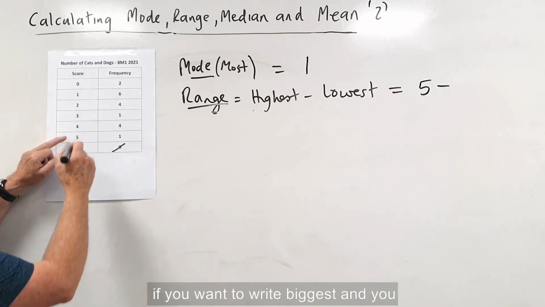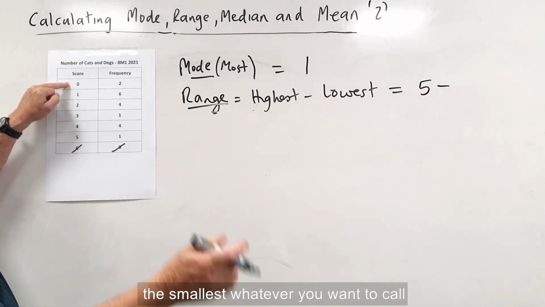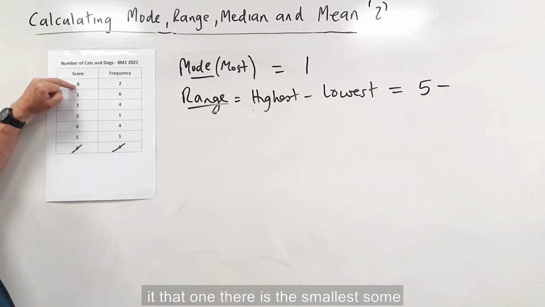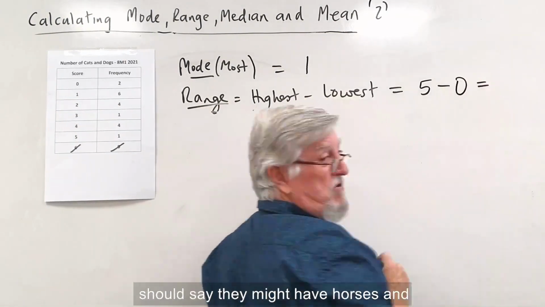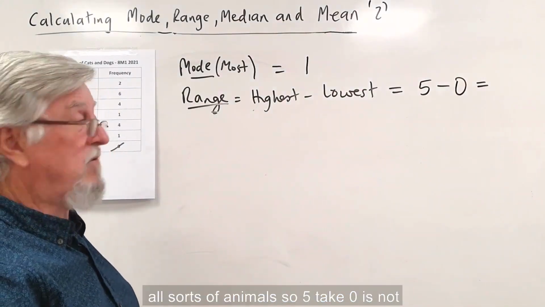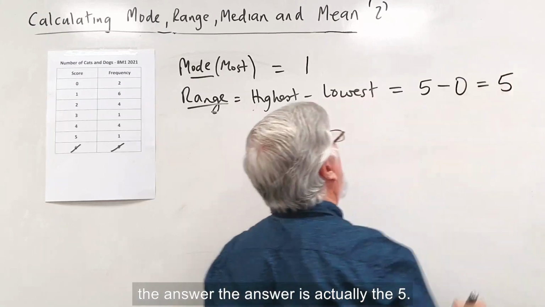That's the biggest. So if you want to write biggest and smallest, or largest and smallest, whatever you want to call it, that one there is the smallest. Some family had no pets, no dogs and cats, I should say. They might have horses and all sorts of animals. So 5 take 0 is not the answer. The answer is actually the 5.